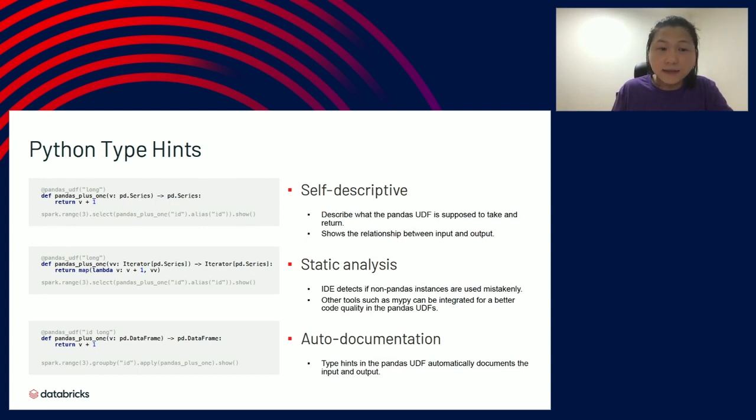Then the second thing is static analysis. As I said, the IDE supports Python type hints, and other tools like MyPy can detect the common mistakes about typing that Python developers usually make. And lastly, it automatically documents your Pandas UDFs, so you don't have to bother documenting which argument should be which type. So by using Python type hints, the UDFs can be simplified like the left side.